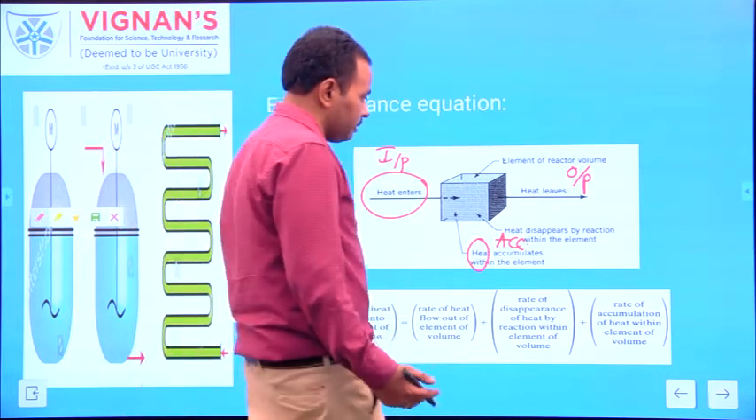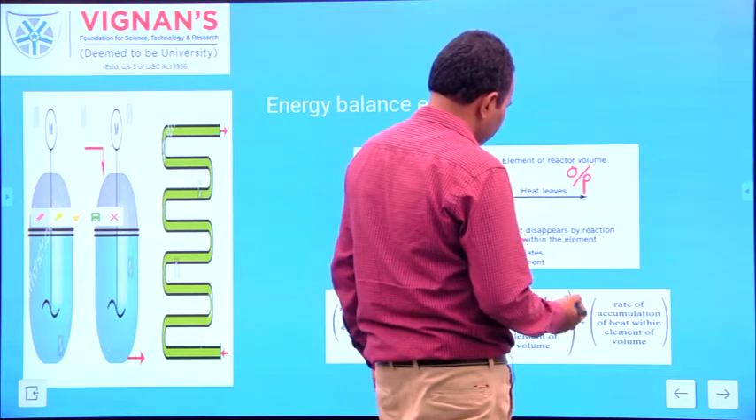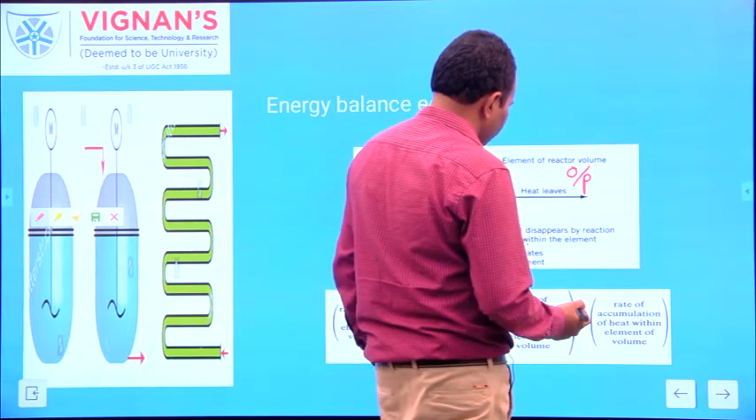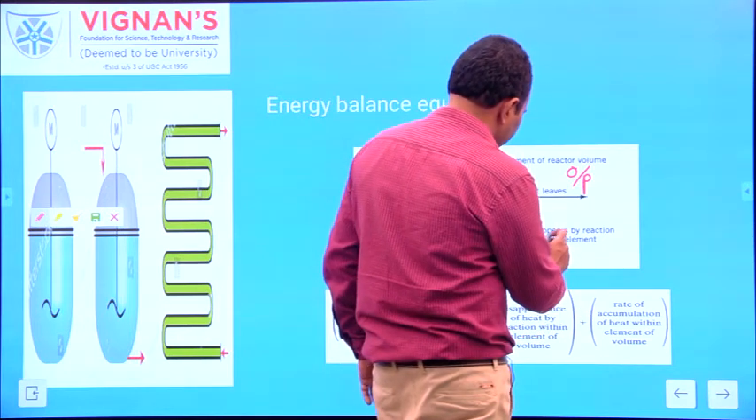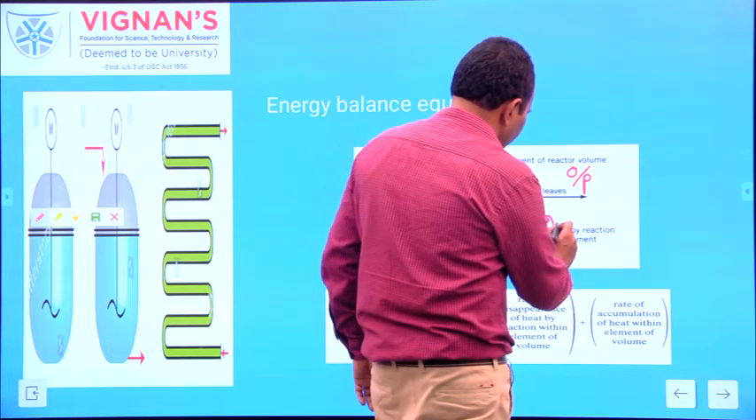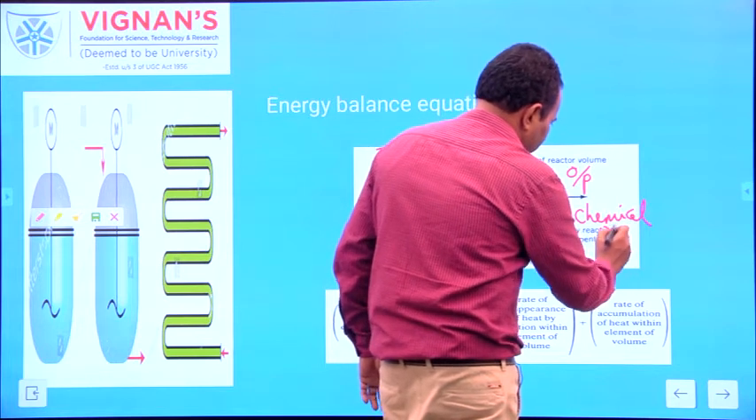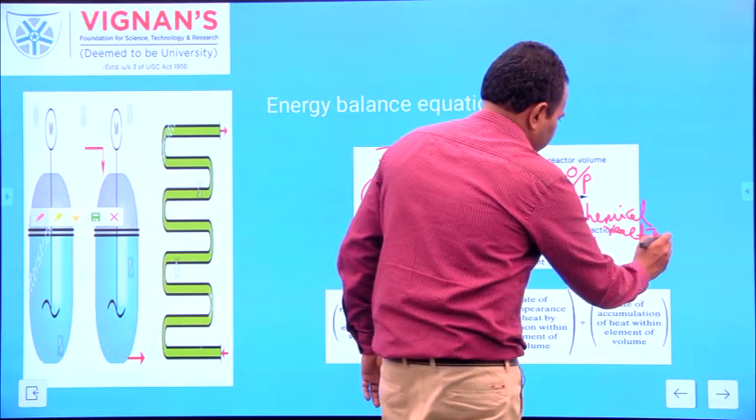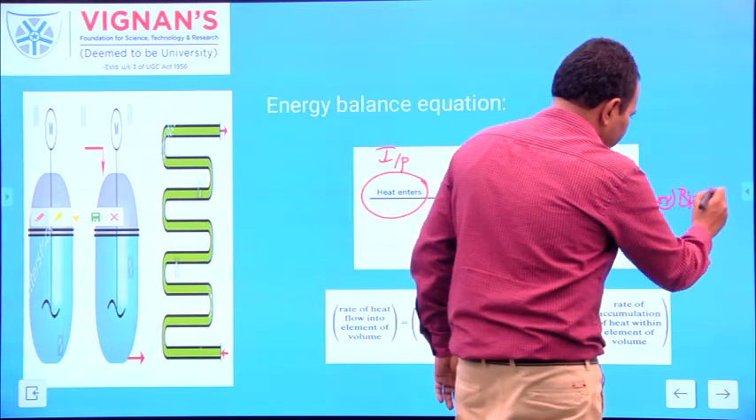Some reactions require heat, some reactions liberate heat, depending on the endothermic and exothermic nature of the reaction. We can have heat variations, and also we can have temperature variation. This can be represented with the heat disappearance. This is mainly produced due to the chemical reaction or biochemical reaction, since the reactions themselves produce the heat effects.